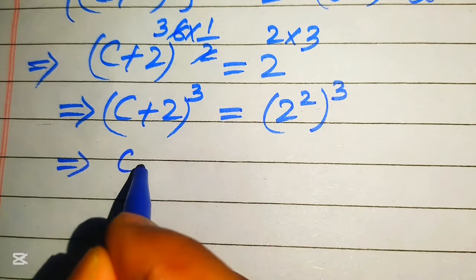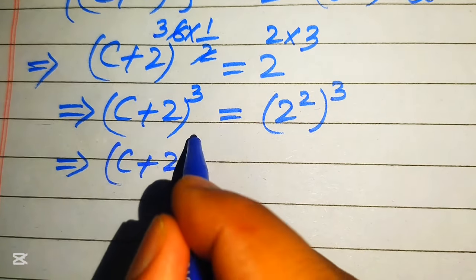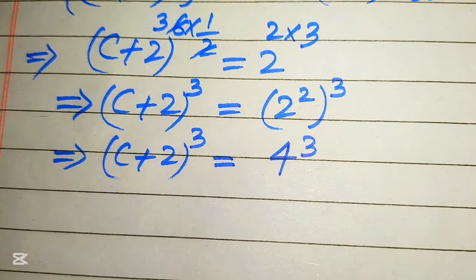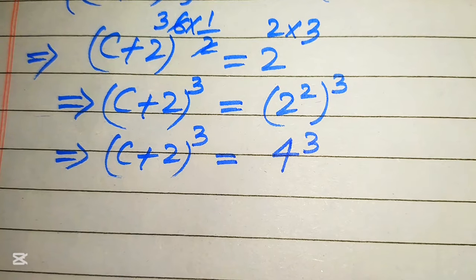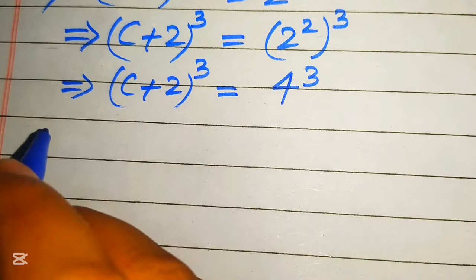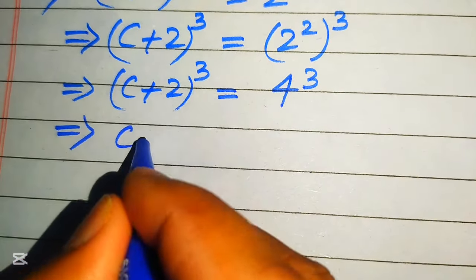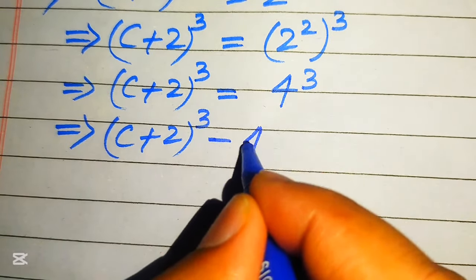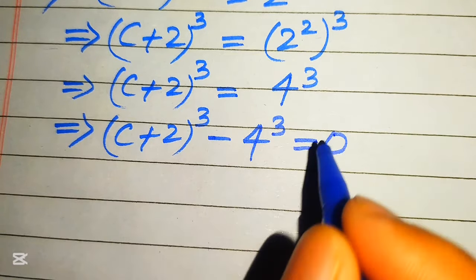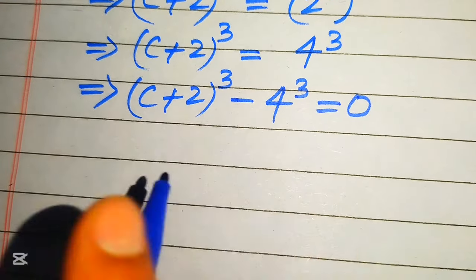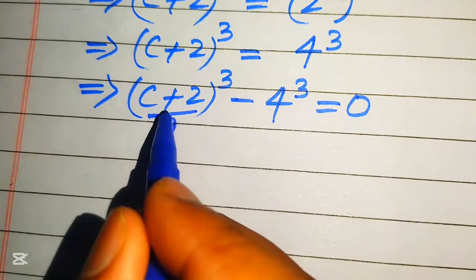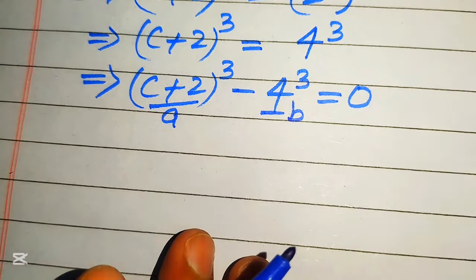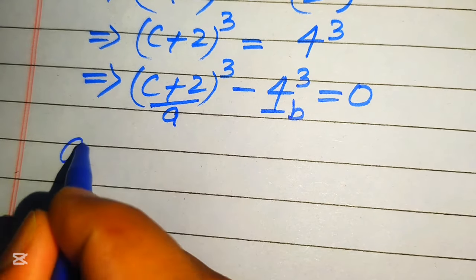And now you see here we get (c plus 2) cubed equals 2 squared, which becomes 4, and its whole cubed. Now you see this equation becomes a cubic form, so first we move this 4 cubed to the left hand side and it will be written as (c plus 2) cubed minus 4 cubed equals 0. Here you see that the base is our a, and a is equal to c plus 2 and our b is equal to 4. So here we can apply the cubic formula.